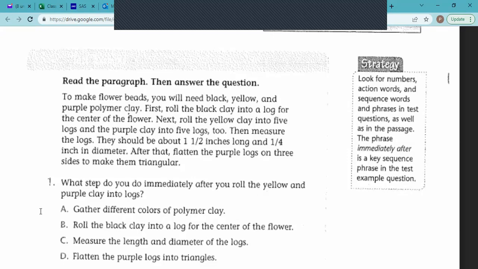The question: what step do you do immediately after you roll the yellow and purple clay into logs? Is it going to be A, gather different colors of the clay? B, roll the black clay into a log for the center of the flower? C, measure the length and diameter of the logs? Or is it D, flatten the purple logs into triangles? Go ahead and pause your screen if you need to.